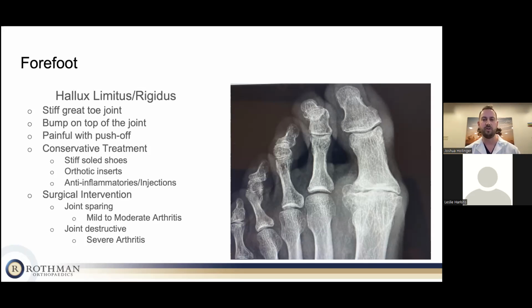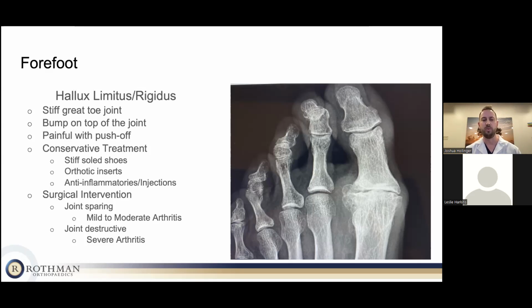Conservative treatment usually first off consists of stiff-soled shoes to prevent unnecessary motion at that painful joint, and orthotic inserts to try to help alleviate the excessive motion there. We use what's called a Morton's extension modification to the orthotic to prevent the jamming of the joint on the top, which is what causes patients a lot of pain. We can use anti-inflammatory medications as well as injections in the joint on an infrequent basis to alleviate flares of pain, of course. From a surgical perspective, we split this into joint sparing versus joint destructive procedures.